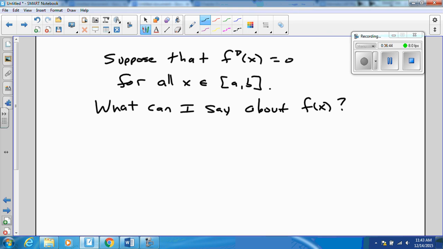Is it discontinuous or it exists? Well, I'm just asking you to draw a function so that f prime is equal to 0 for every point on a to b.